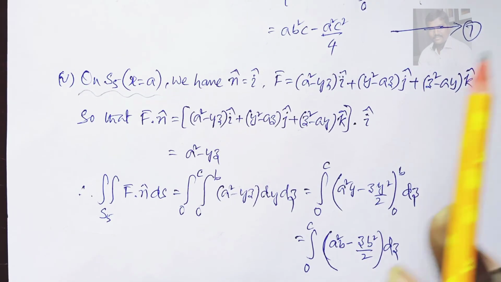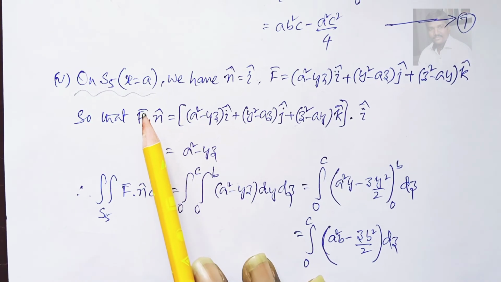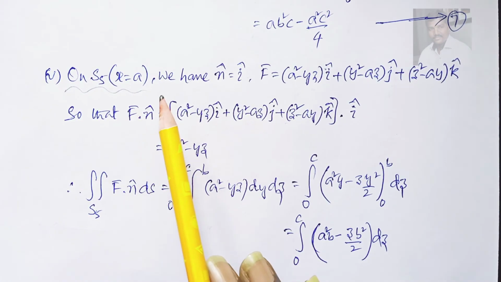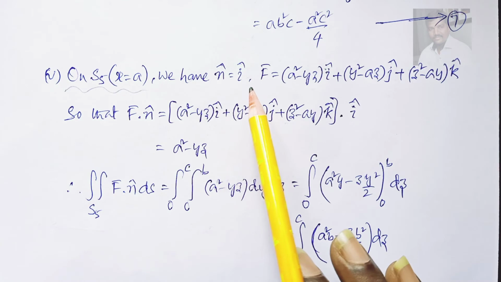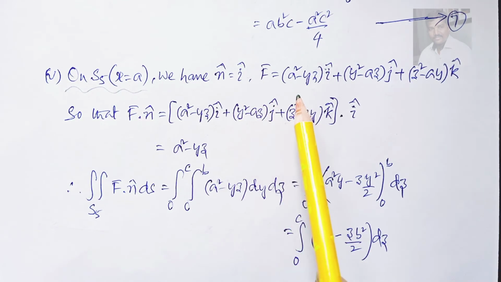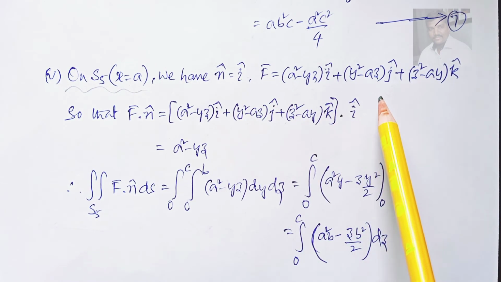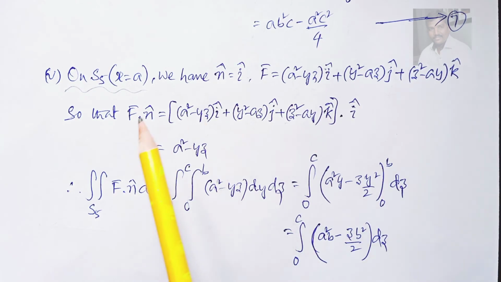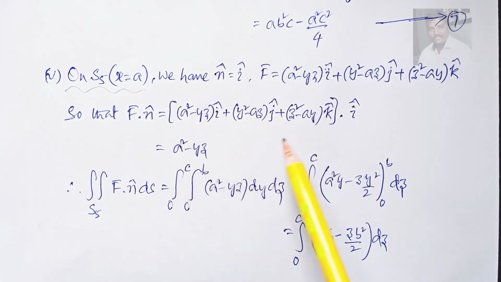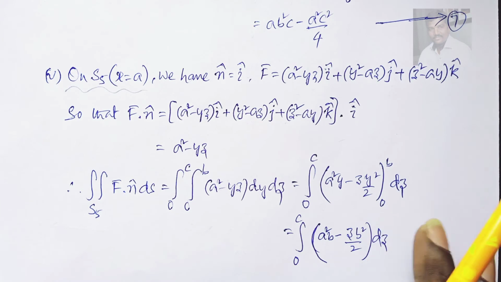Now on the surface S5, x is equal to a. We have n cap is equal to i cap. Capital F bar is equal to a square minus yz i cap plus y square minus az j cap plus z square minus ay k cap. So F bar dot n cap is a square minus yz.